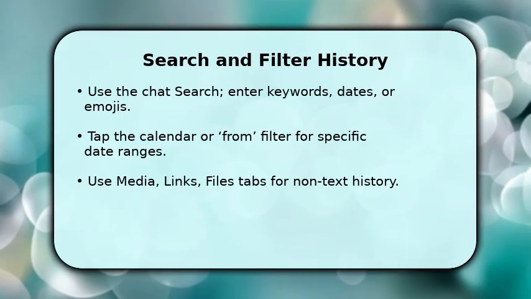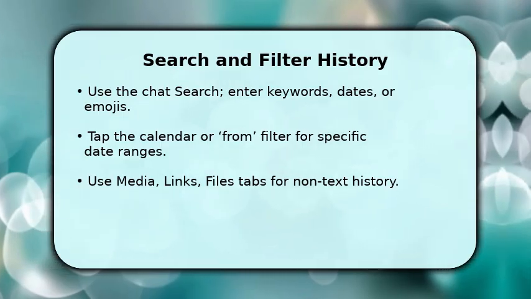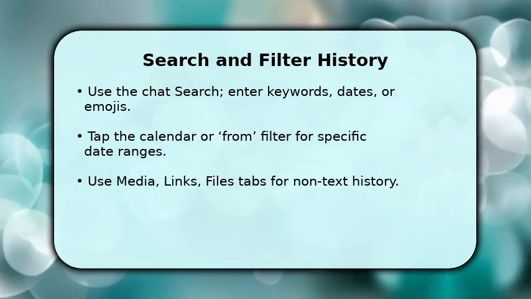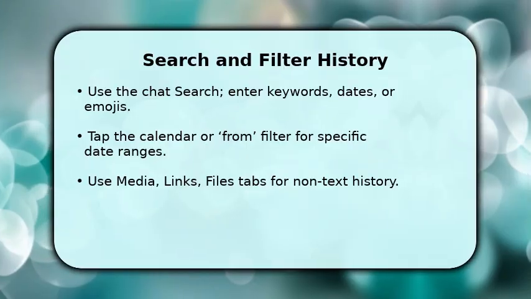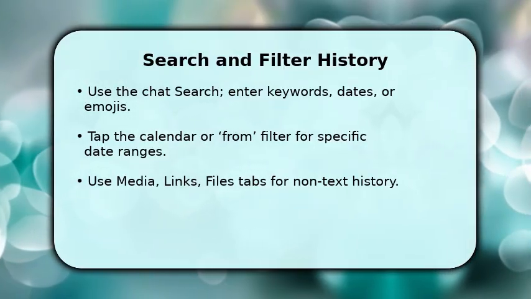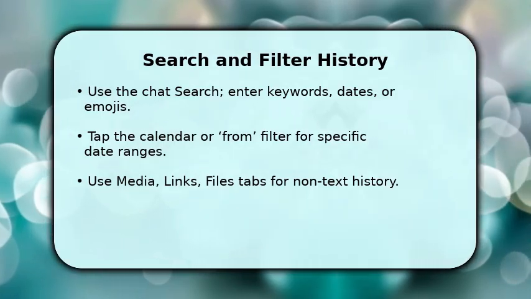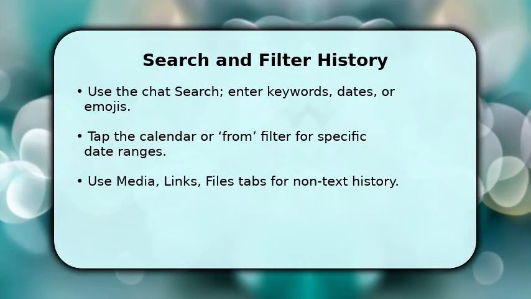Telegram highlights results and lets you jump between hits. If you need a specific period, tap the calendar or use the from/to filters to set a date range. Also switch tabs to Media, Links, and Files to isolate photos or documents. This detailed filtering saves time, and you finish by preserving what you found.